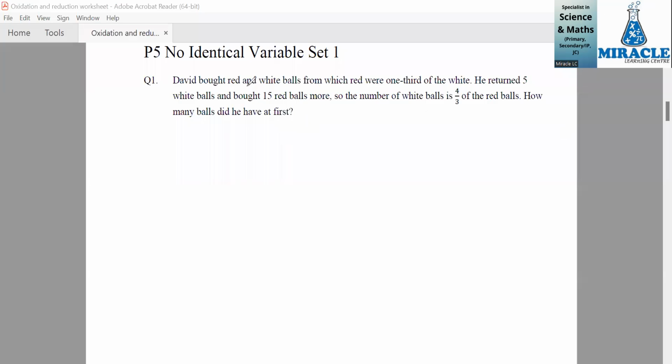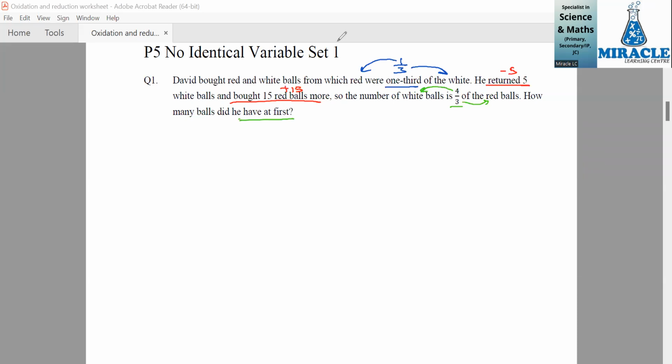Question 1. David bought red and white balls from which red were 1/3 of the white. So we have 1/3, and red is 1 while white is 3. He returned 5 white balls, so white balls minus 5, and bought 15 red balls more, so red balls plus 15. So the number of white balls is 4/3 of the red balls, so white balls is 4 and red balls is 3. So the question wants to know how many balls did he have at first.